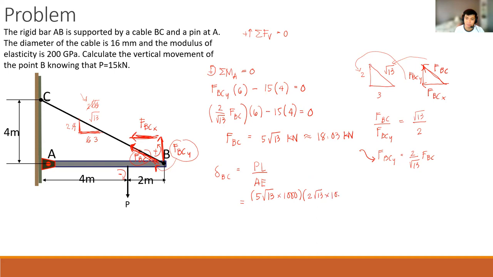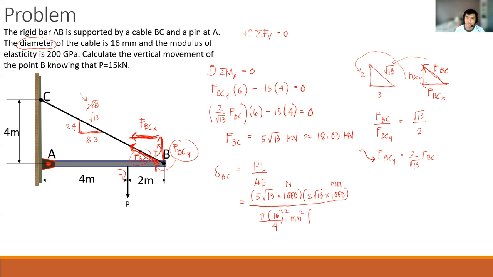To get millimeters, times 1000. The diameter is 16 mm, and since we are given the diameter, meaning it's a circle, we use the formula for the area of a circle: pi d squared over 4, so pi times 16 squared all over 4. And lastly is the modulus of elasticity, in newtons per millimeters squared.